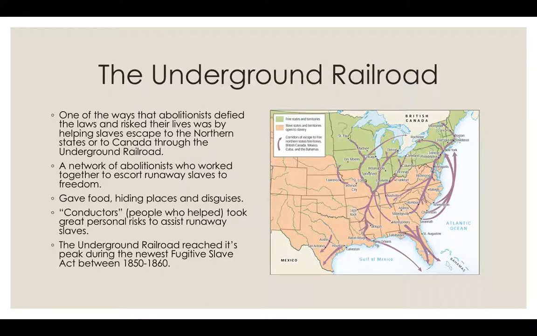The Underground Railroad was a network of abolitionists who worked together to escort runaway slaves to freedom. People who supported the Underground Railroad, who helped runaway slaves on the Underground Railroad, were known as conductors. And they often gave food, hiding places, and disguises to help slaves in the South escape to northern states or to Canada.